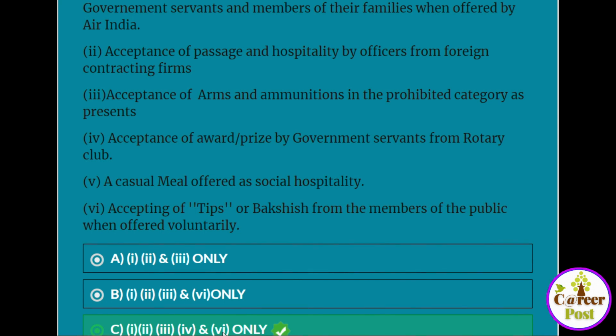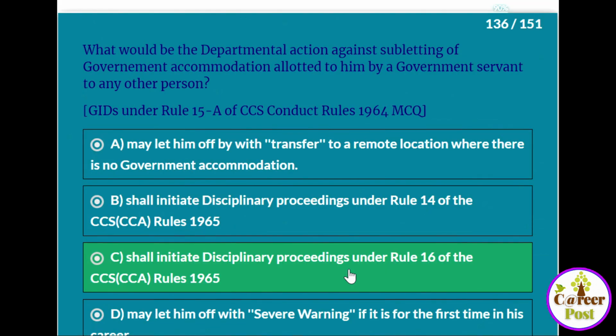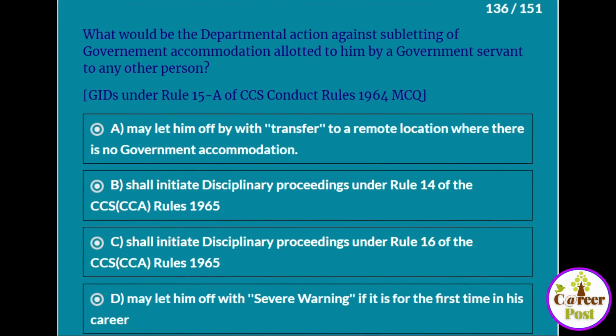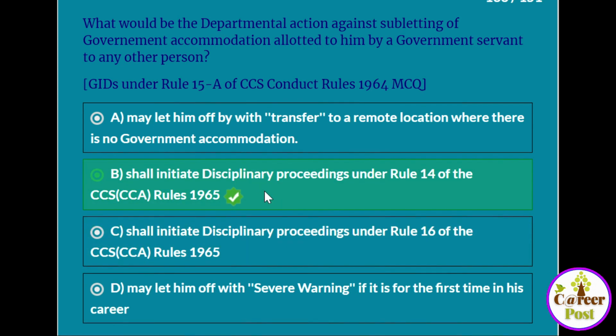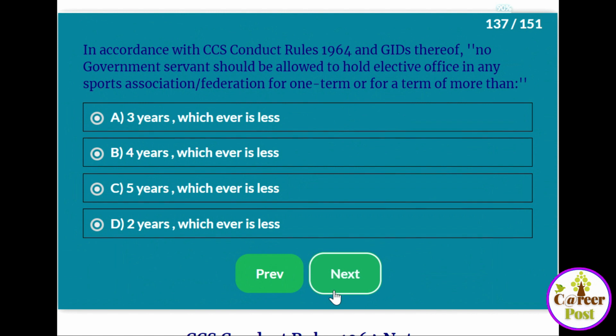Even a Rotary prize awarded to a government servant by the Rotary Club is not as per rules, and tips and bakshis definitely should not be accepted. What would be the departmental action against subletting of government accommodation by a government servant to any other person? He shall initiate disciplinary proceedings under Rule 14.